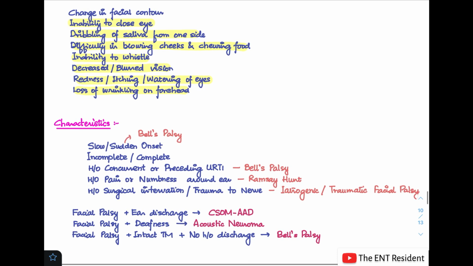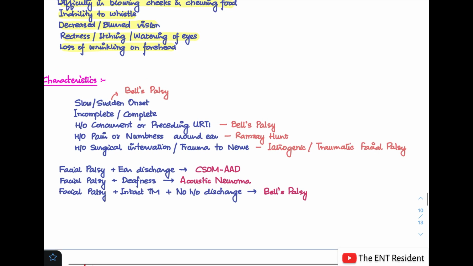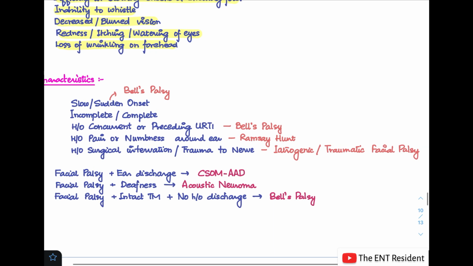Now here we have to know the characteristics of the facial palsy. We have seen a slow or a sudden onset. Sudden onset will be seen in Bell's palsy. Whether the facial palsy is incomplete or complete, where there is a history of a concurrent or preceding URTI, this is seen in Bell's palsy. Whether there is a history of pain or numbness around the ear, this is seen in Ramsay-Hunt syndrome.